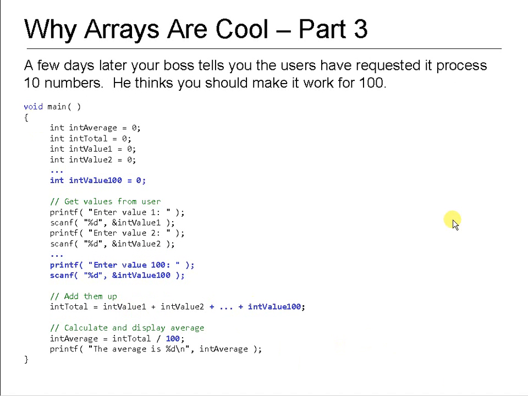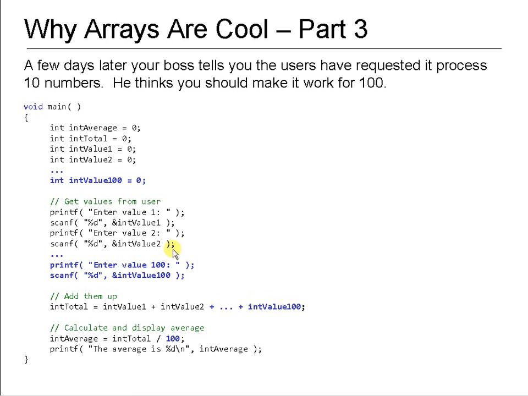A few days later, your boss comes back and he says, man, the users are going bonkers. They love your program so much they're wanting it to do 10 numbers. And he's forward thinking, so he goes, I want you to make it work for 100. And you're like, you have got to be kidding me.